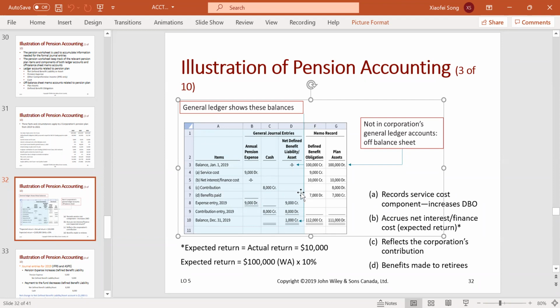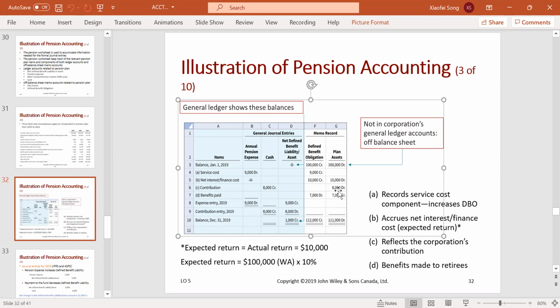And then benefit paid does not affect any of the ledger accounts, but it will reduce the defined benefit obligation, just like when you pay back loans, your loan balance decreases. So it's a debit. And you pay out of the plan assets. Like any payment, assets decrease when the payment is made. So that's all that happened in the first year, 2019.